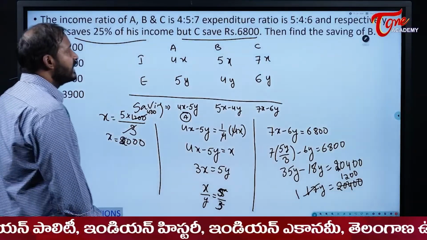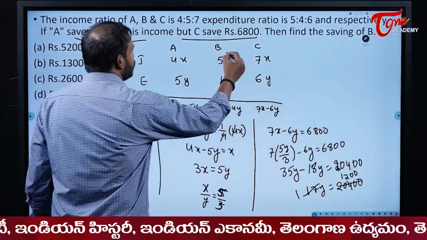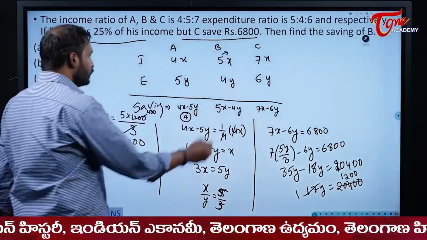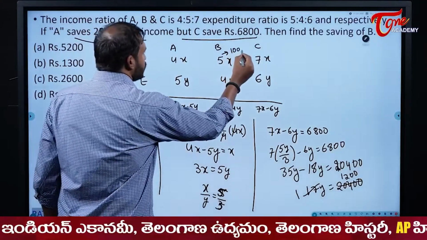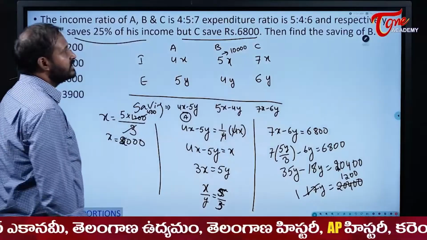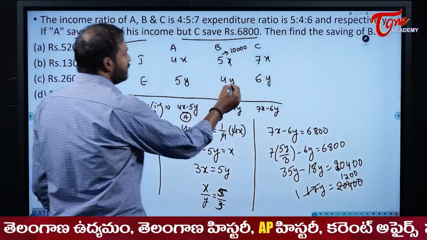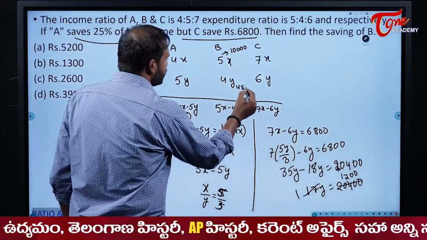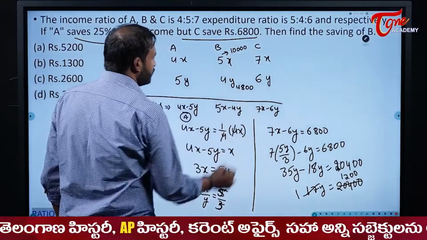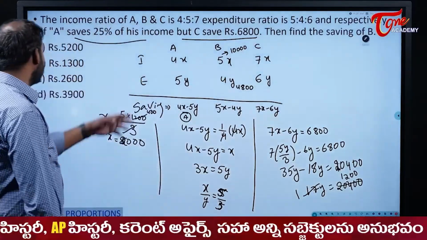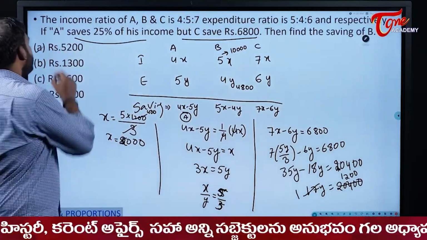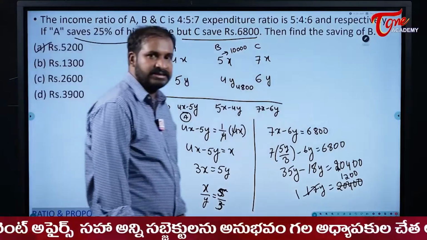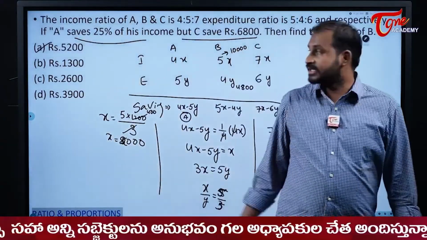Now they are asking us, what is the savings of B? So what is the income of B? 5 into 2000, it becomes 10,000. So income of B is 10,000. What is the expenditure of B? 4 into 1200, it becomes 4,800. So his savings now becomes how much? 5,200. Income minus expenditure is his savings.